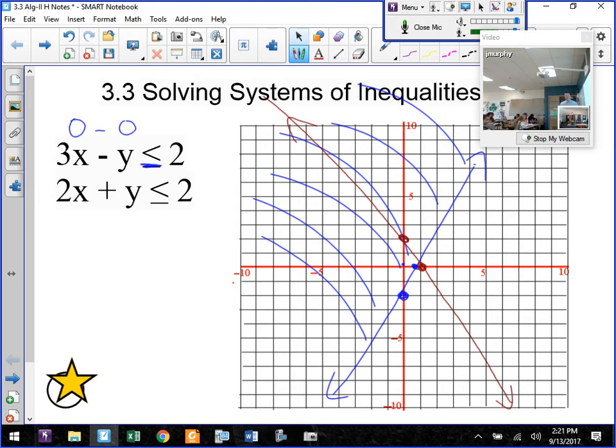Did it go through the origin? Nope. It did not, so I'm going to use that ordered pair again of 0, 0 as my test point to check and see if it's true or false. What is 2 times 0? 0. What is 0 plus 0? 0. Is 0 smaller than or equal to 2? Yes. So is it true or false? True. And we always want to cover the truth.